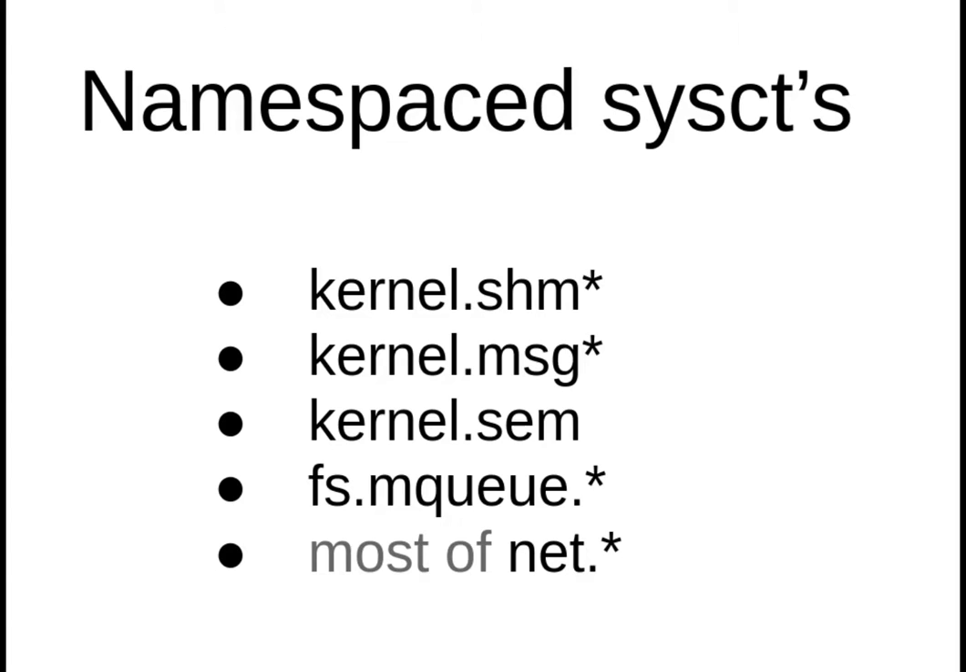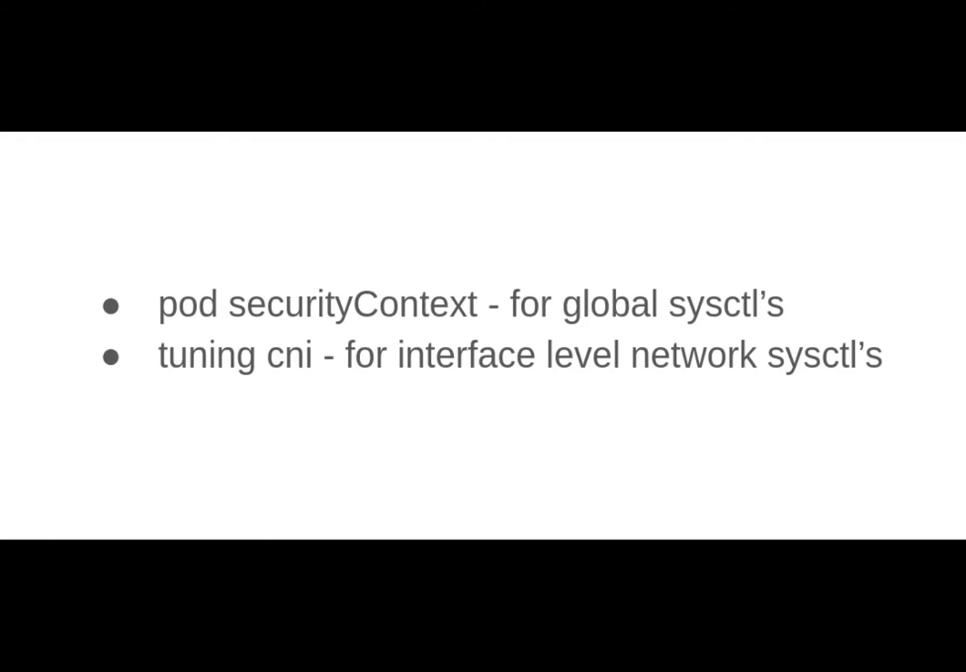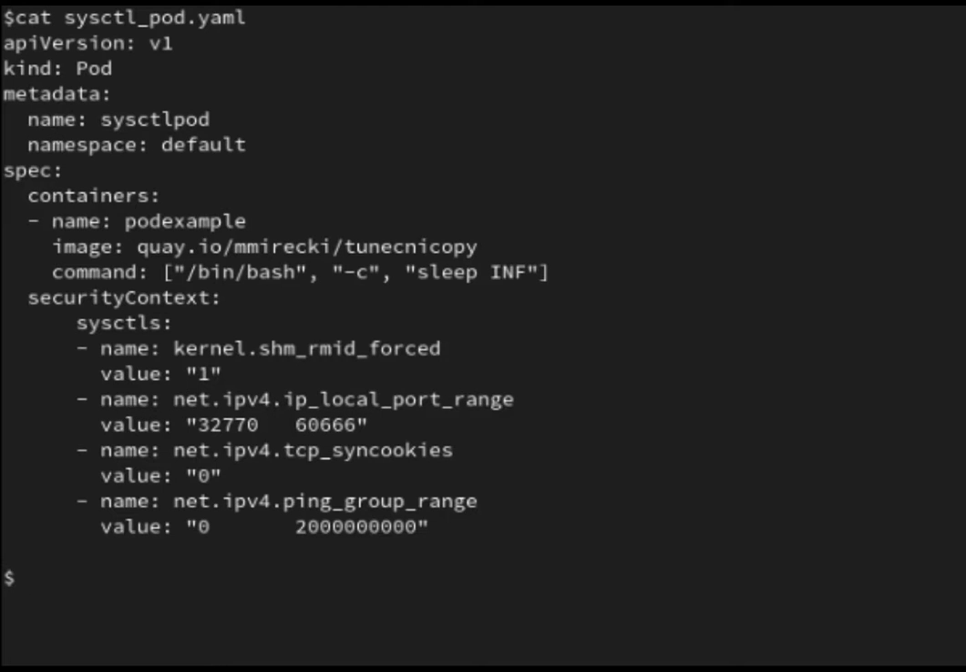For the networking sysctls, both the global and interface-level sysctls can be controlled. The global sysctls and the interface-level sysctls are set using two different features: the pod security context for global sysctls and the tuning CNI for interface-level network sysctls. Let's first look at the global sysctls. They can be set using the pod security context feature.